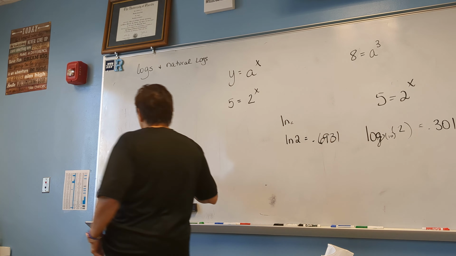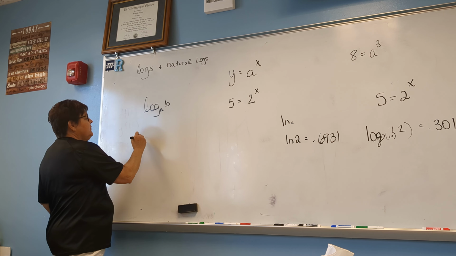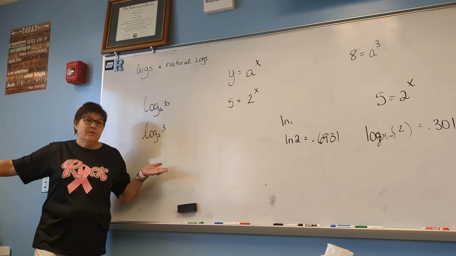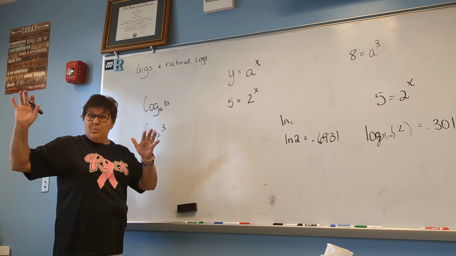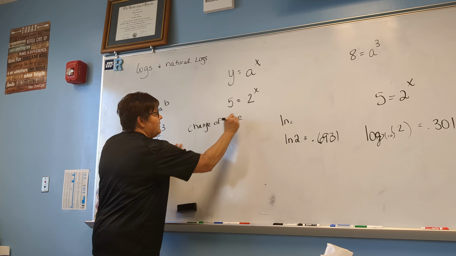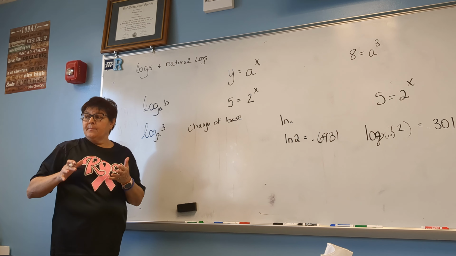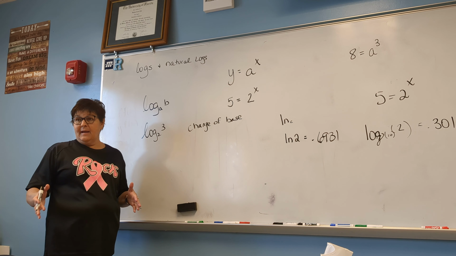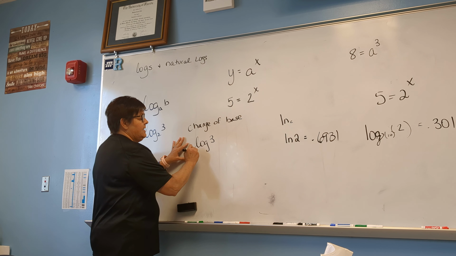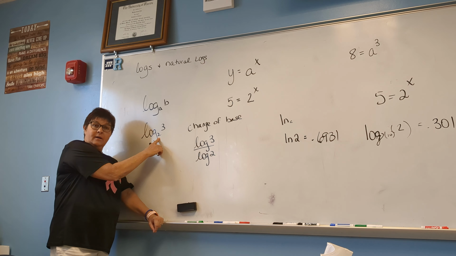If you're doing something that doesn't have a little base 10, for example, let's say I have log base 2 of 3. I can't just plug log base 2 of 3 into your calculator. You have to use something called the change of base formula. What the change of base formula does is put it into log base 10, because your calculator only knows log base 10. So you're going to have the log of 3 divided by the log of 2. Log of the big guy divided by log of the little guy.